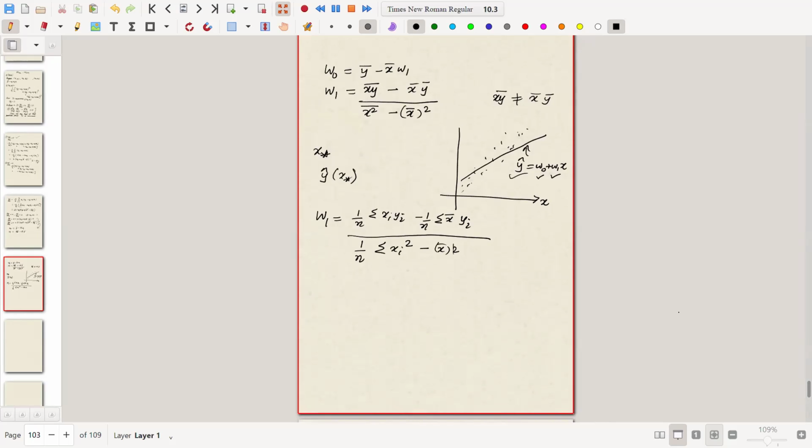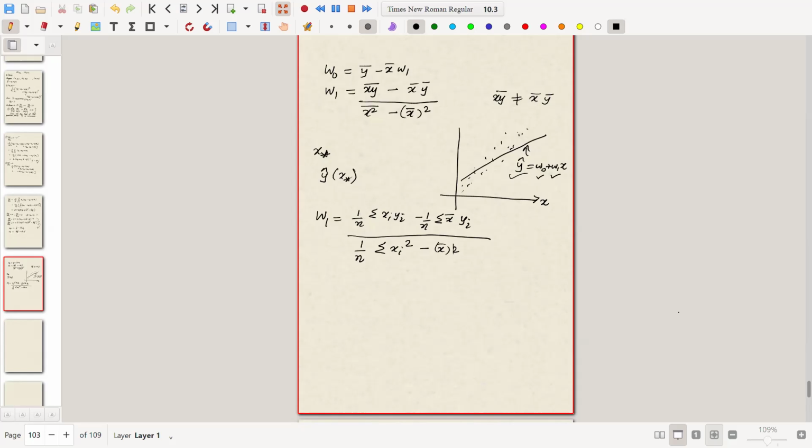Check it. XY whole bar, that is the summation of xi yi divided by n. Are you okay with this? Minus x bar y bar. X bar is a mean, y bar is a mean. Those will be constant quantities. The data sets xi, yi are given to you. So therefore, x bar and y bar are constants.